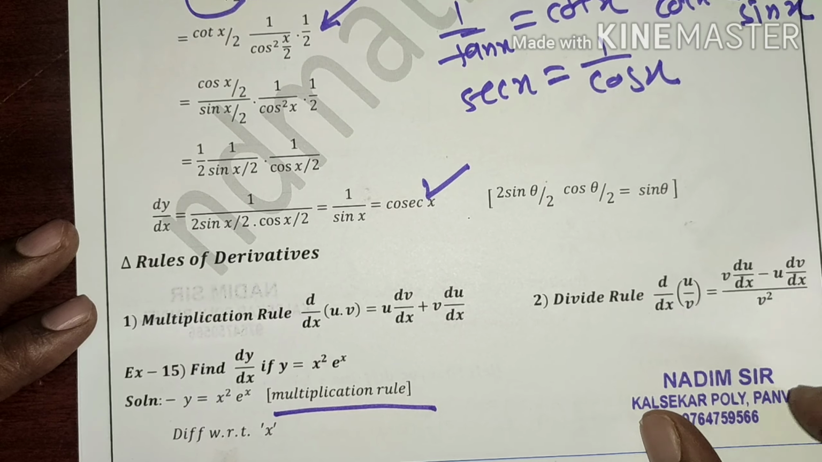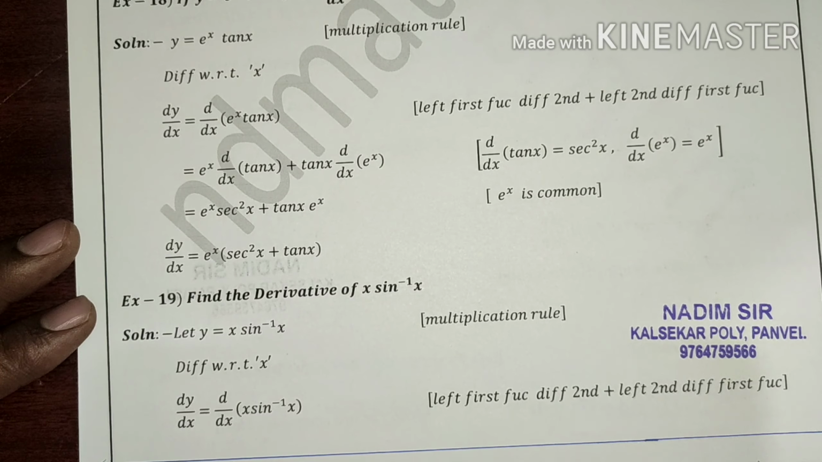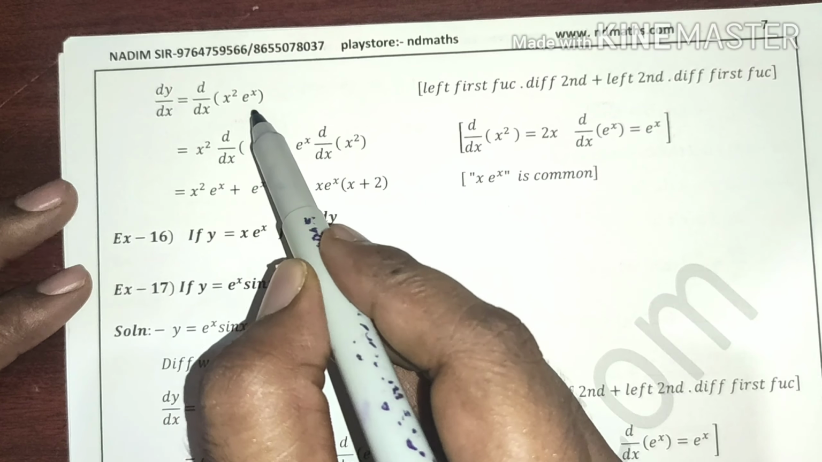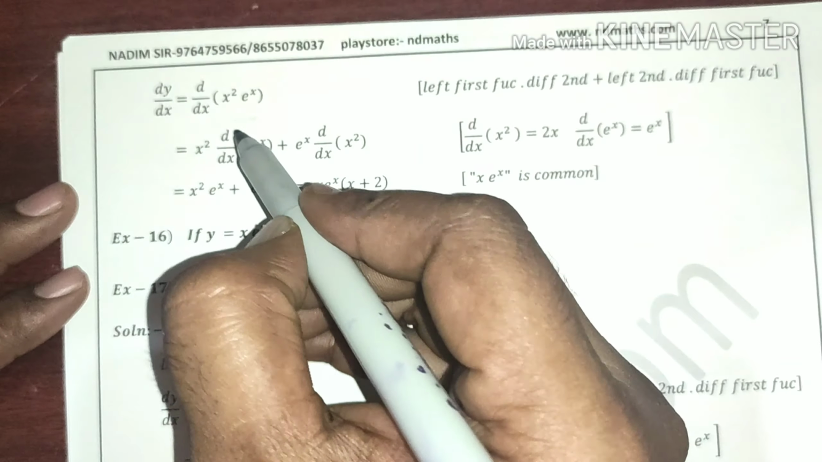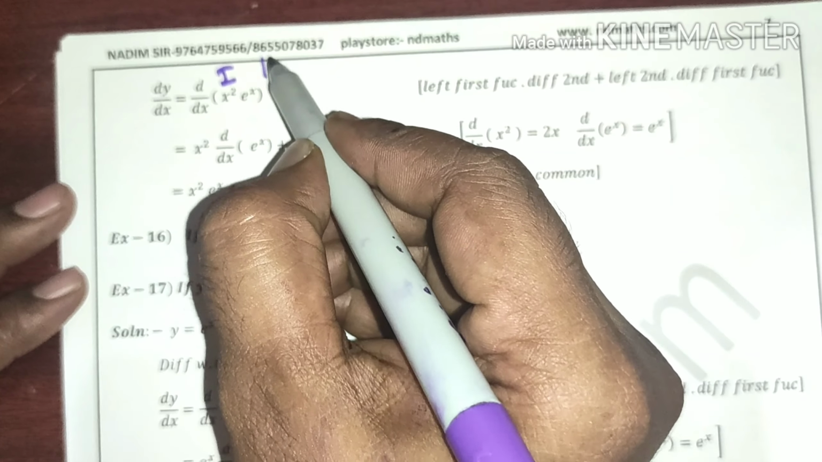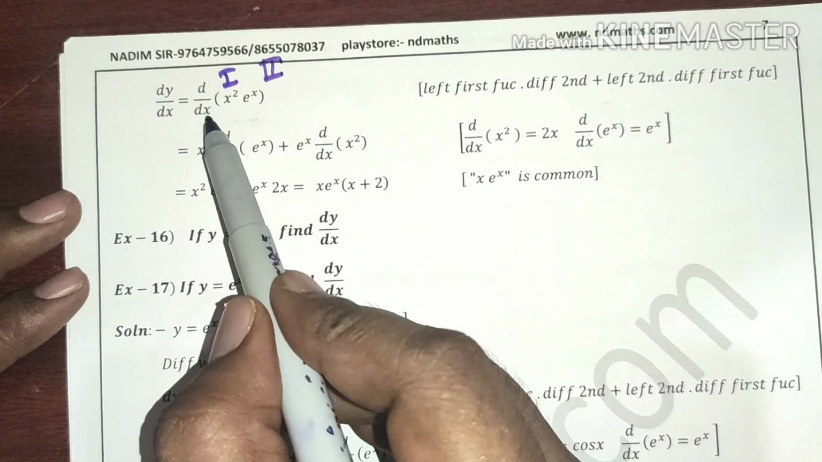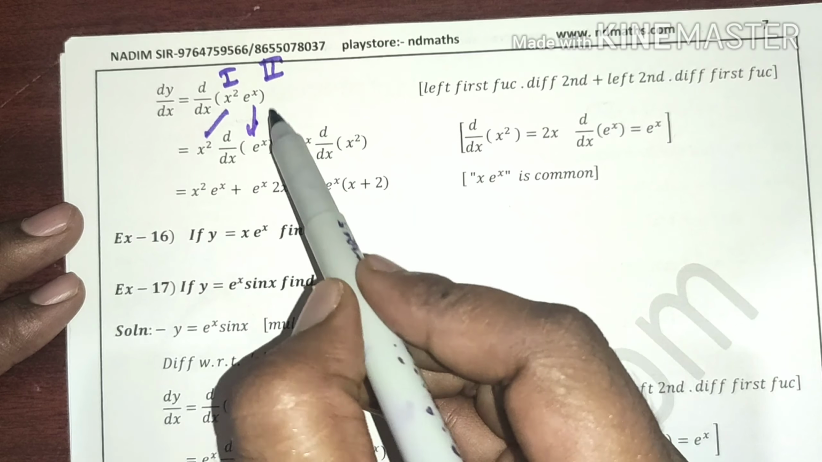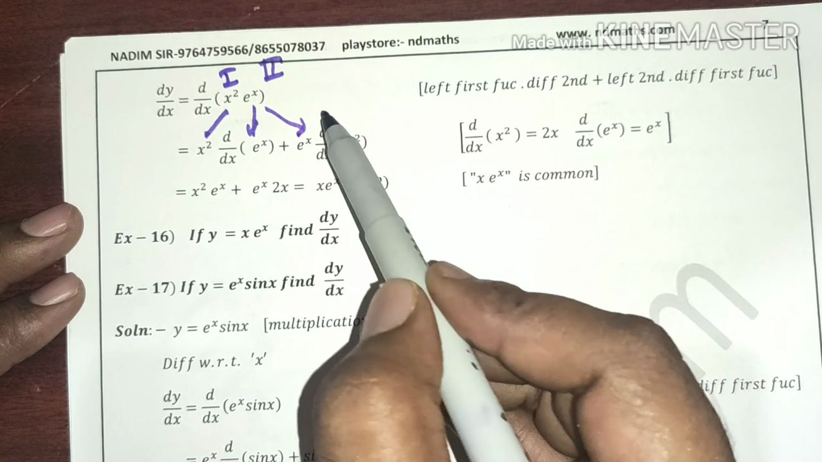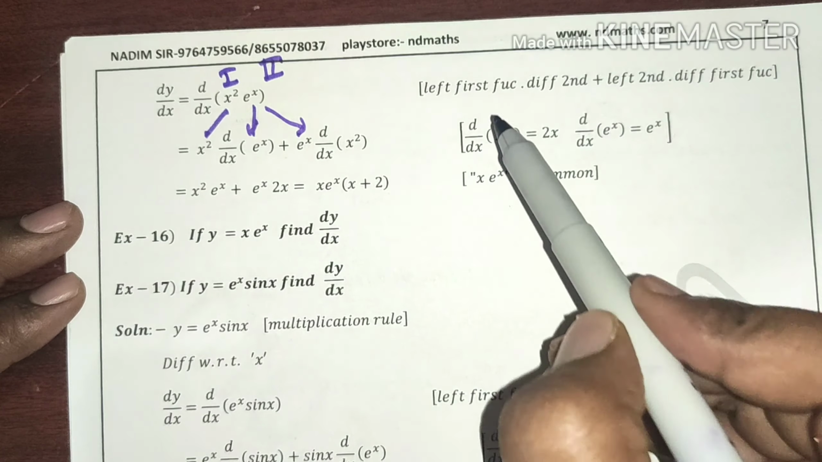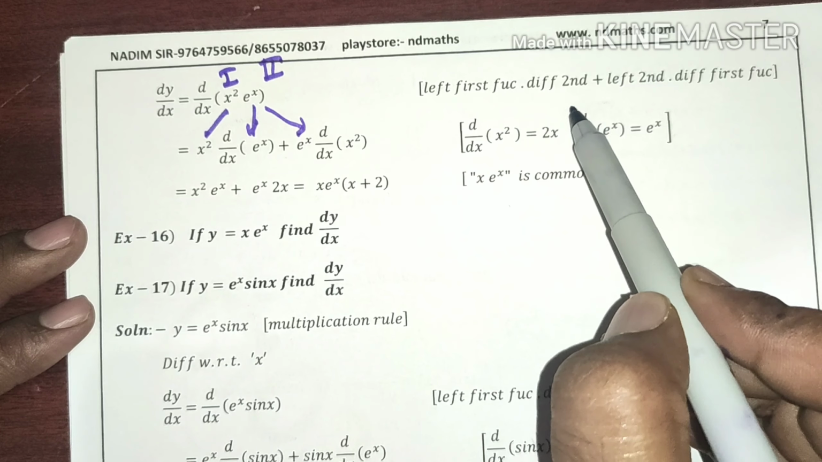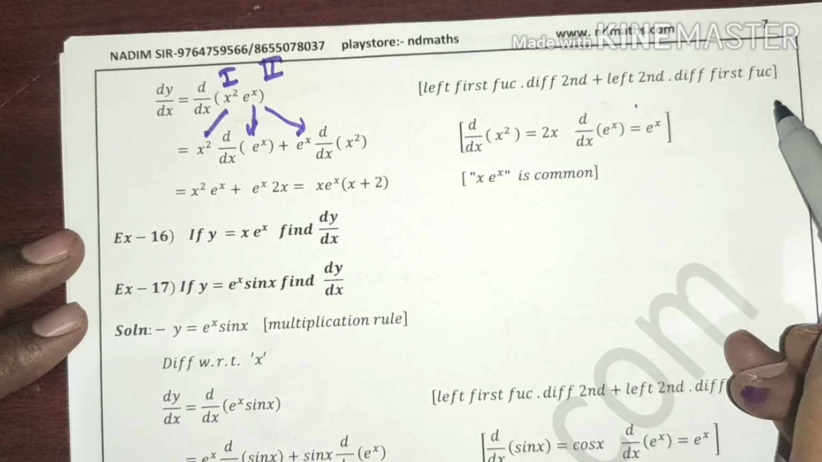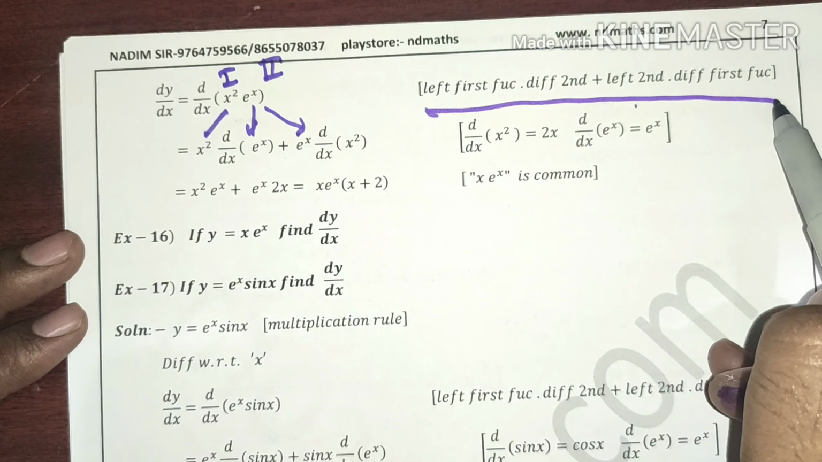Differentiate with respect to x on both sides. dy by dx equals d by dx of x square e^x. x square is the first function and e raised to x is the second function. First of all, we leave x square and take the derivative of e raised to x, and secondly we leave e raised to x and take the derivative of x square. So this is the statement: leave the first function, differentiate the second, plus leave the second function, differentiate the first function. This is the multiplication rule of derivative.